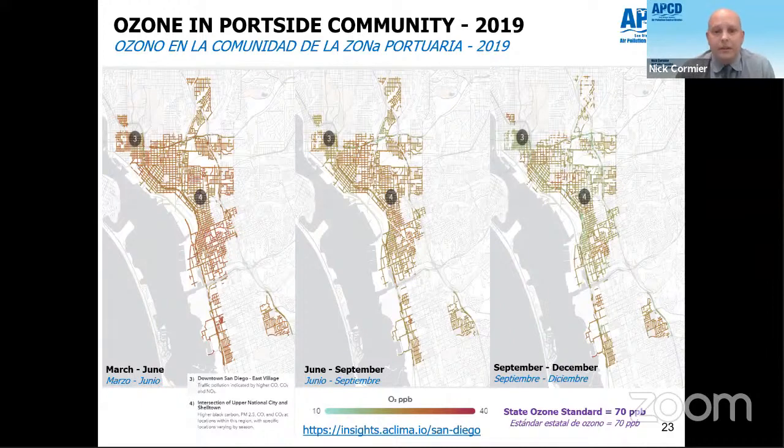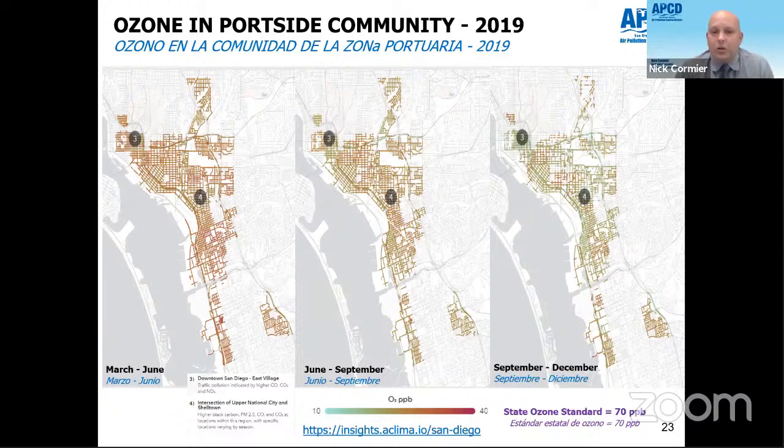As you'll see from these graphics on the slide, ozone levels were the highest in the spring and summer months, and then towards the end of the year dropped substantially, which aligns with what we see regionally at our regulatory air monitors as well. Throughout the course of the 9-month monitoring period, the ozone levels never exceeded 40 parts per billion at any point. This should be comforting, as in comparison to the state and federal standards that are set at a level deemed protective of public health at 70 parts per billion, the observed levels found in Portside were substantially lower.